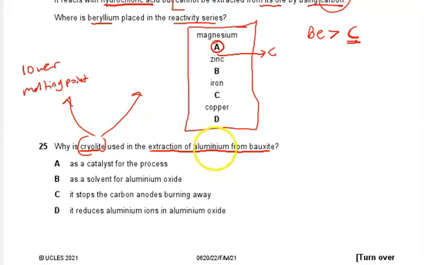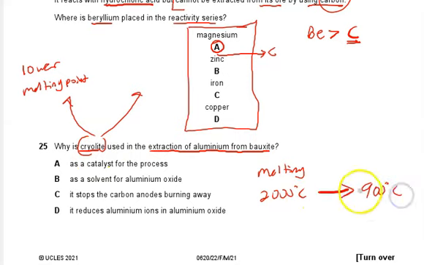of aluminium oxide, because aluminium oxide's initial melting point is about 2000 degrees Celsius. After the addition of cryolite, it will reduce to 900 degrees Celsius. And another one, it also acts as a solvent for the aluminium oxide.